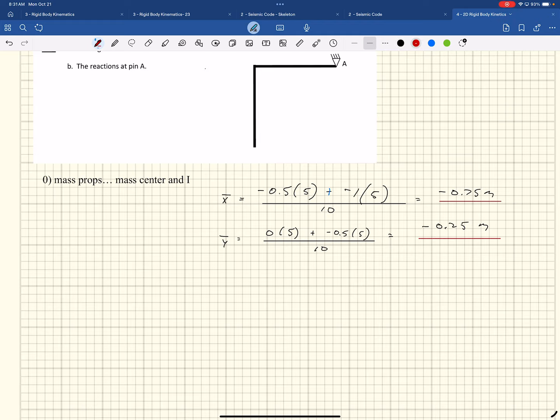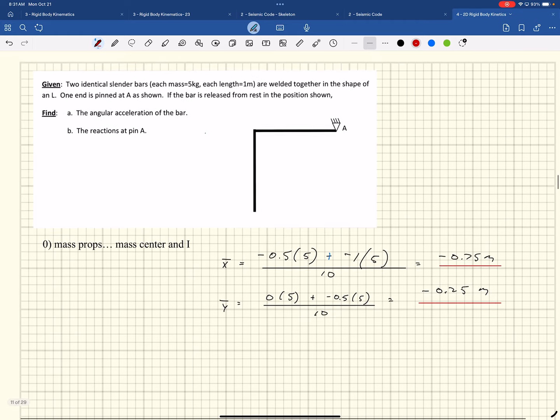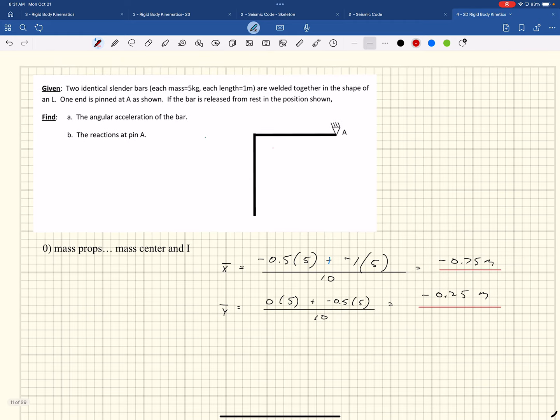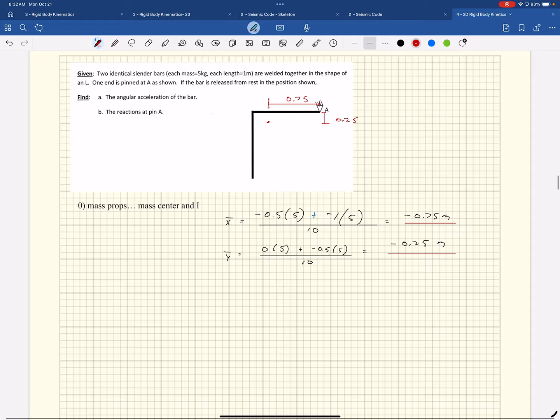And so what does that tell us? That tells us that this is where our mass center is. Negative 0.75 there, and 0.25 here. Right. This is one of the first steps I always do, is just find that mass center if it's like a big object like this, as we've broken up into components. We need that later when we do our kinematics, right? There's that m a_G component.